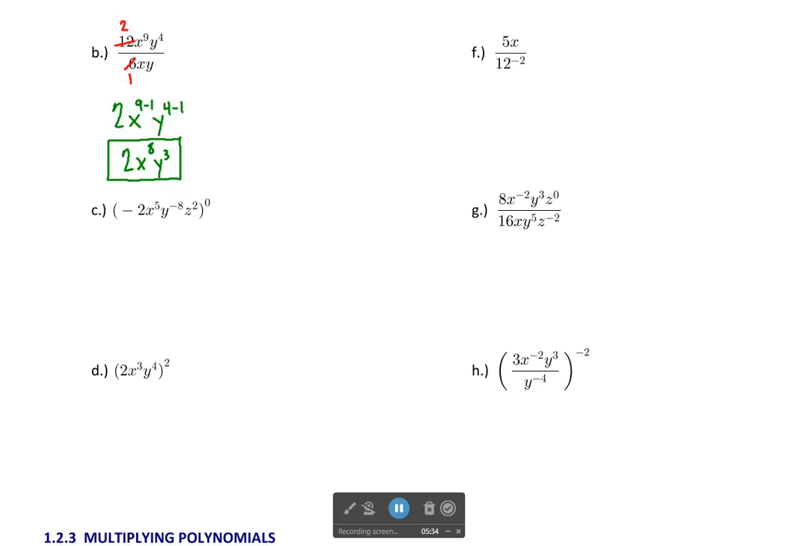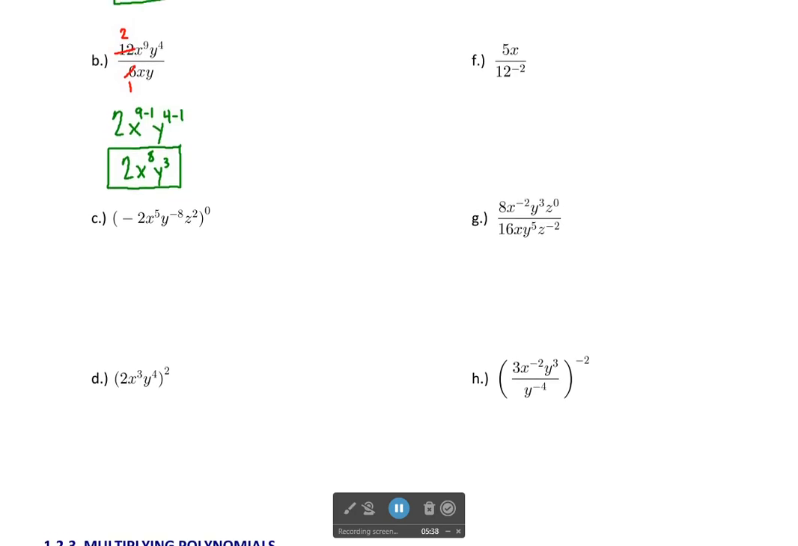Now, example C looks a little bit complicated, but notice we have a big entire base with lots of different operations all raised to the 0th power. So it doesn't really matter what's going on with the base. When we raise it to the 0th power, we get 1. Anything to the 0th power is equal to 1. So that one's a pretty easy one.